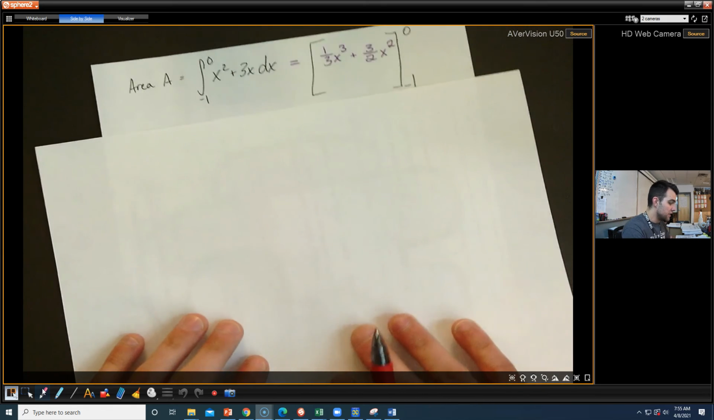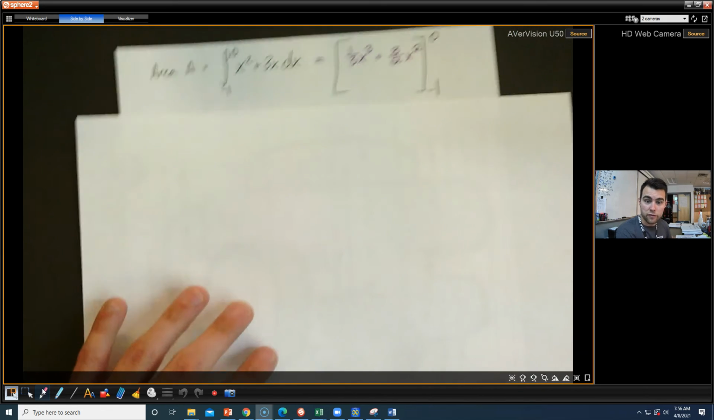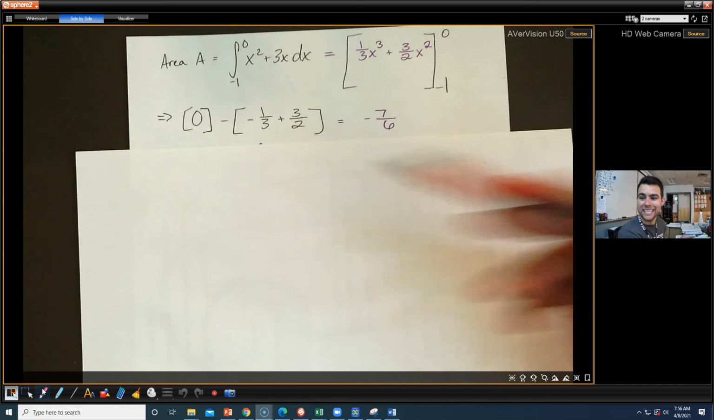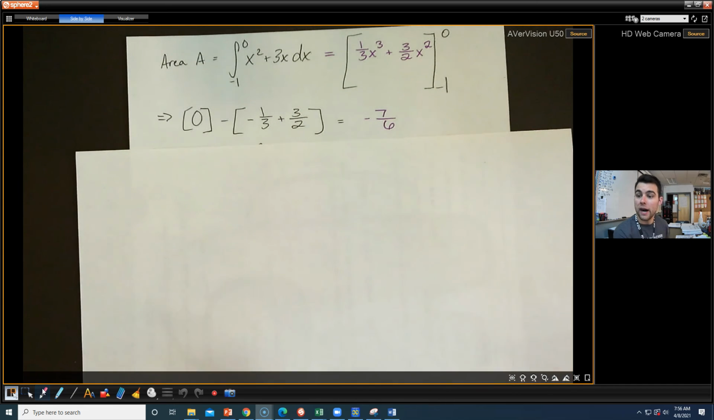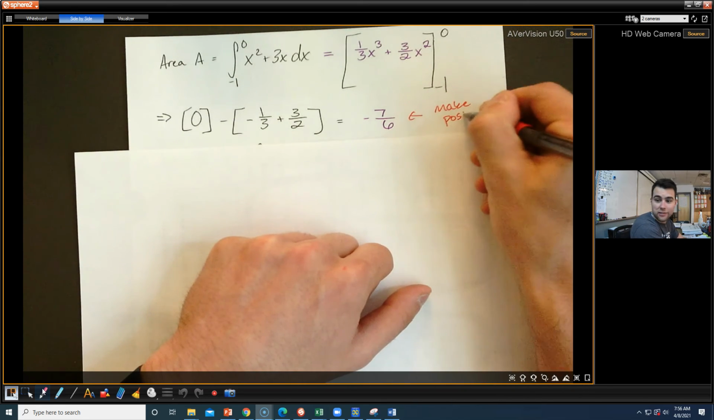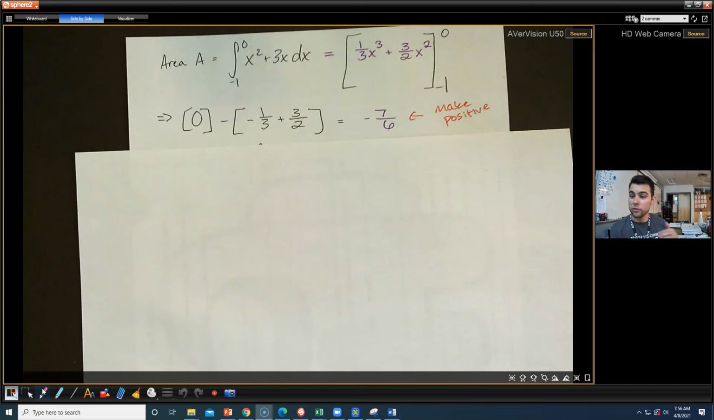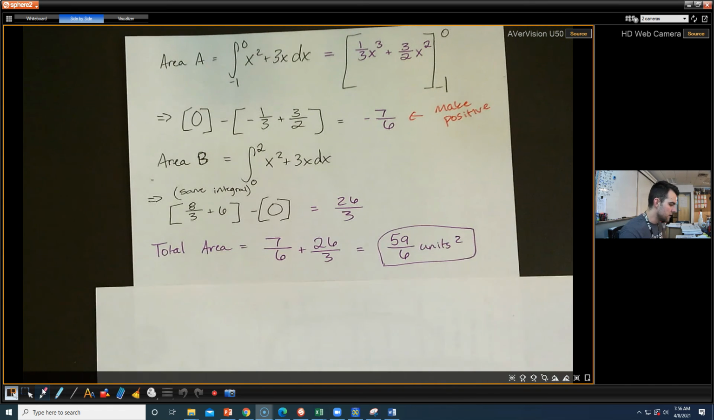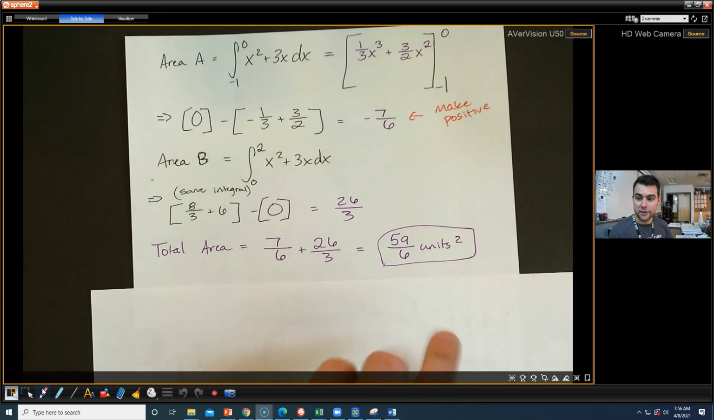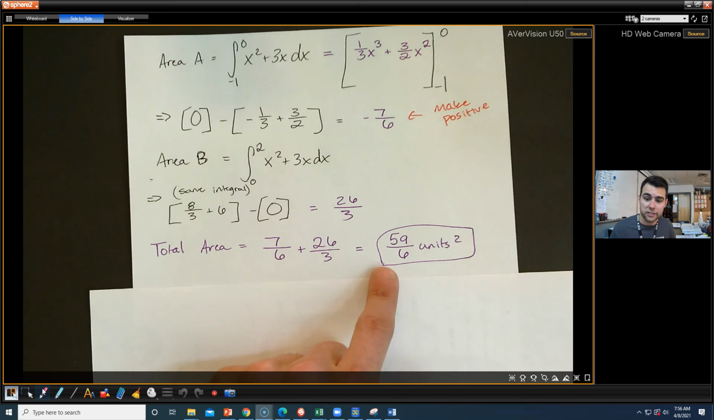Now, I only have to integrate once, really, because it's the same integral function. And so when I get this result, this is area A, it is negative. I need to just make it positive for my ending result. And I need to keep that in mind. Make positive. Or else I'm not going to get the true area between my curve and the x-axis. Right? It's going to take away unnecessary area. I do the same thing with area B, and then I add those areas together, and I get a total area of 59 over 6 units squared, and that would be my answer.